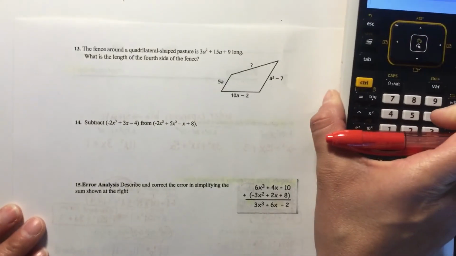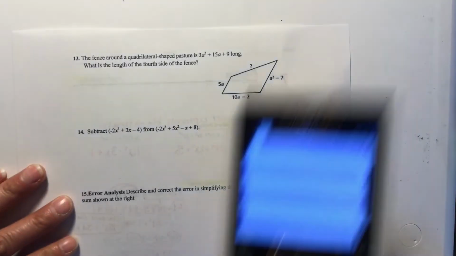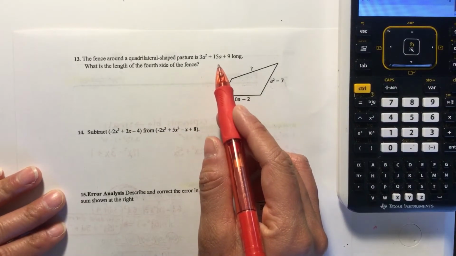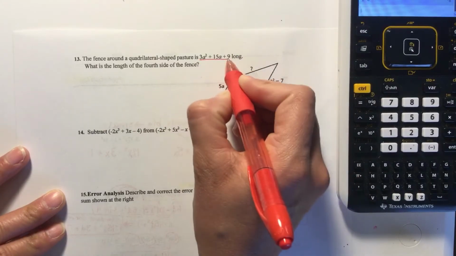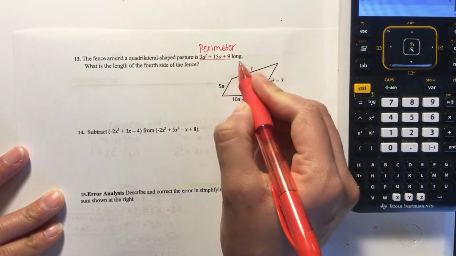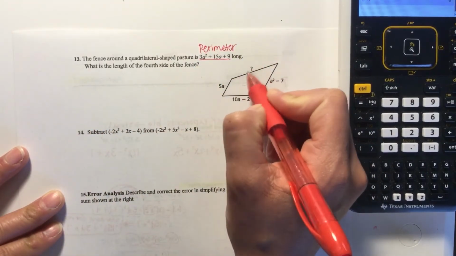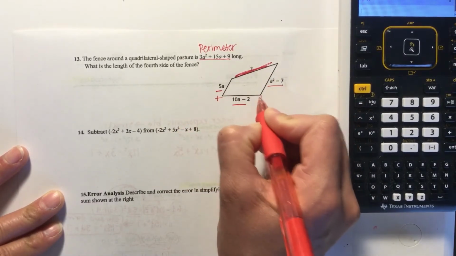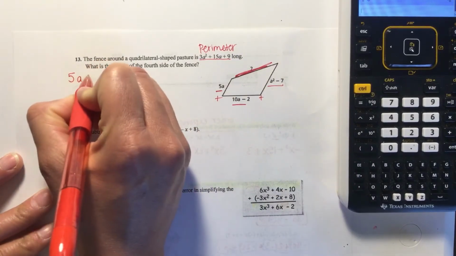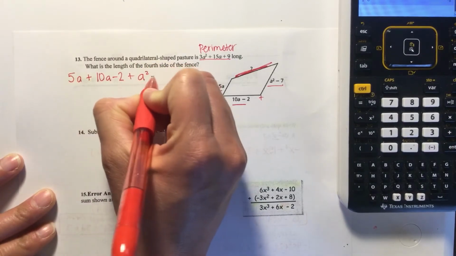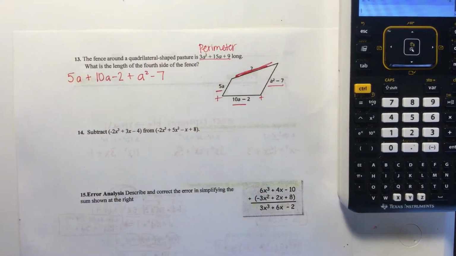On the back, the fence is around a quadrilateral shaped pasture. 3a squared plus 15a plus 9 is the perimeter. What is the length of the fourth side? So we're looking for this side here. So we're going to take this, and add them all together. So I'm taking 5a plus 10a minus 2 plus a squared minus 7. I'm going to add them all together, and then I'm going to subtract the perimeter.